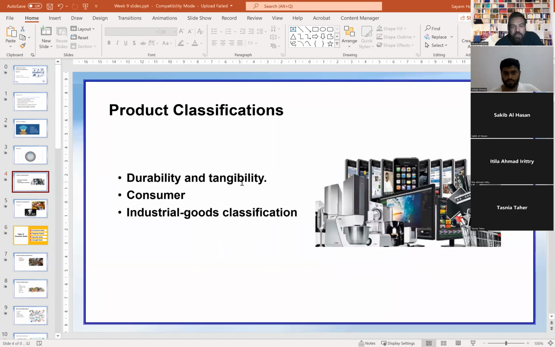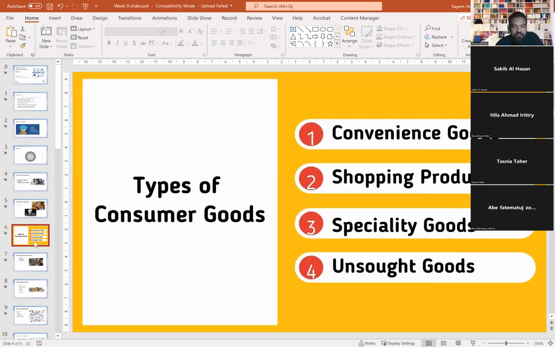So yes, what you're talking about, utility, these are consumer products, but they are not goods. We have to understand the difference between product and goods. A product also includes intangible ones as well. But a good is something that you can touch and feel.